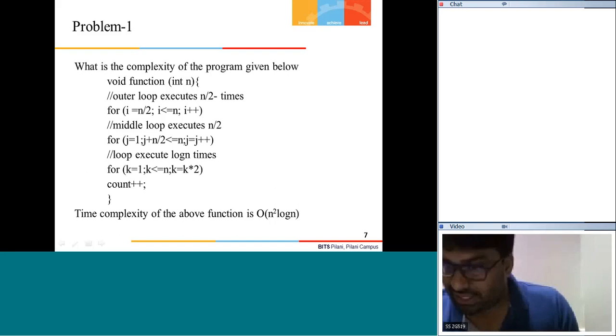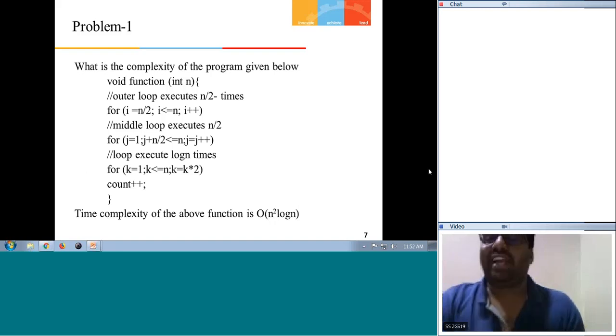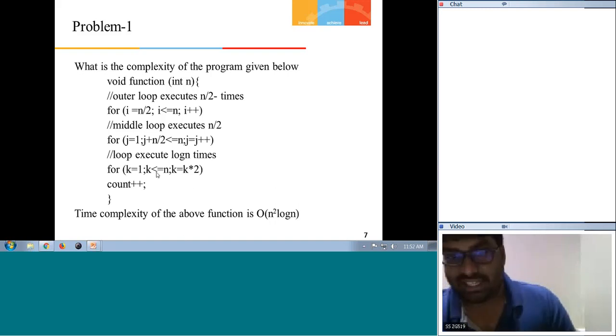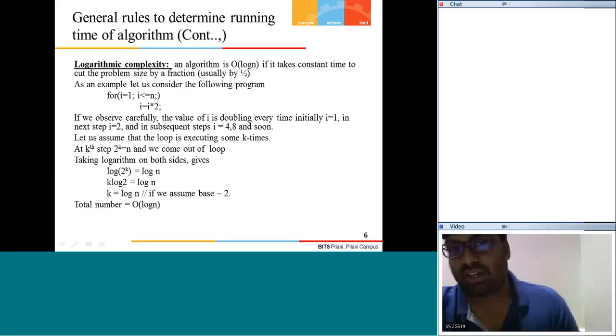Now let me see some questions which were interesting. Why is it log n? For this last loop explanation, just take this example. This is a constant time operation. This is an n time operation, right? And just take this example here. This will make your doubt clear. Just go through the slide. It should be clear for you.